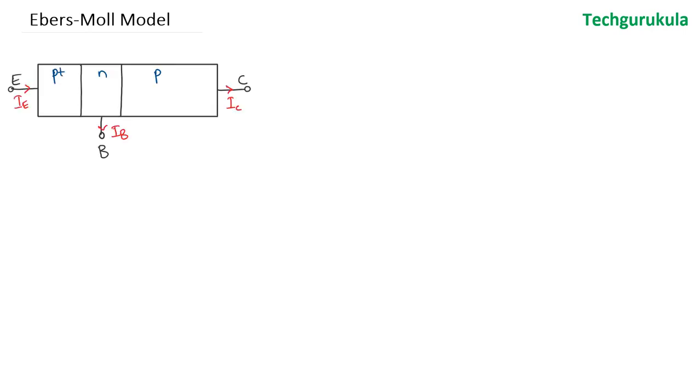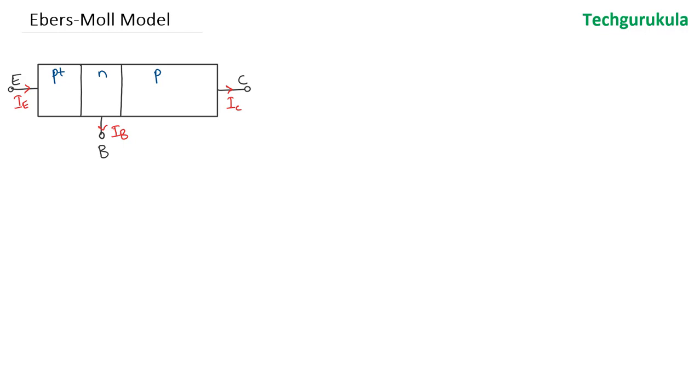In this video, we're going to see the Ebers-Moll model of a BJT. To start with, let me take the PNP BJT that we have been seeing all along the course. Now the question is, can we model this PNP transistor in a simple model so that it represents this BJT in terms of a large signal model?